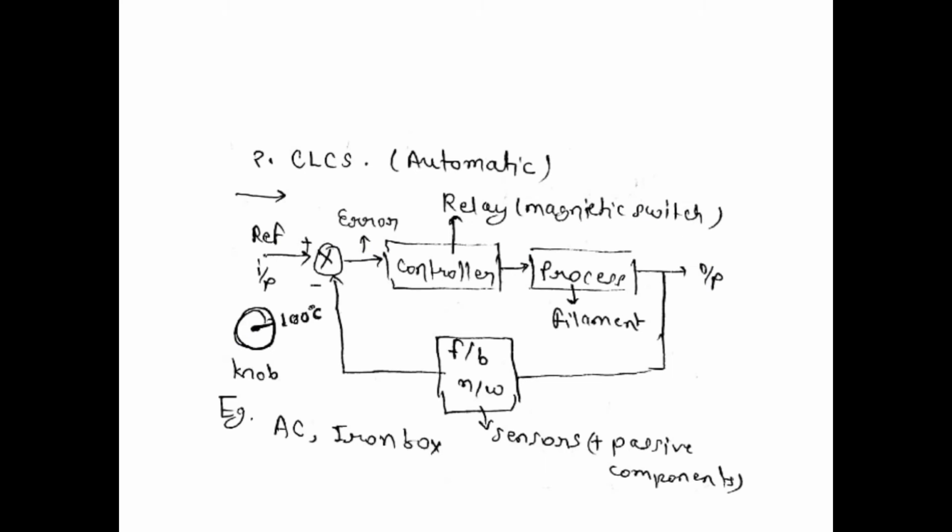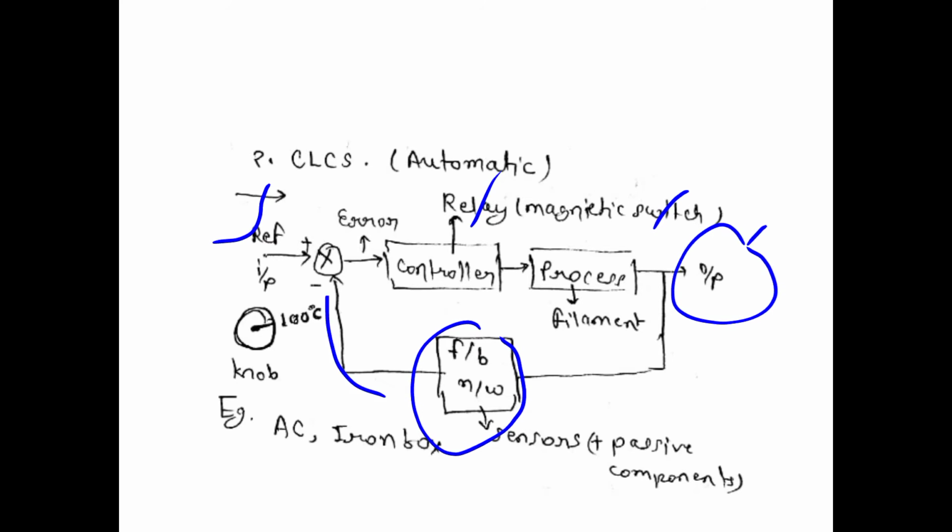Now we'll see the basic structure of closed loop control system. The same things will be there: reference input, controller, processor, and an extra thing will be the feedback network. What will the feedback network do? The feedback network will take a part of the output and provide it at the input side.